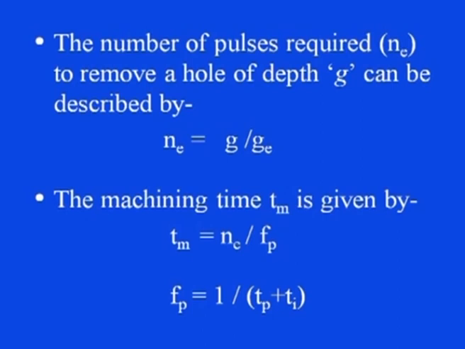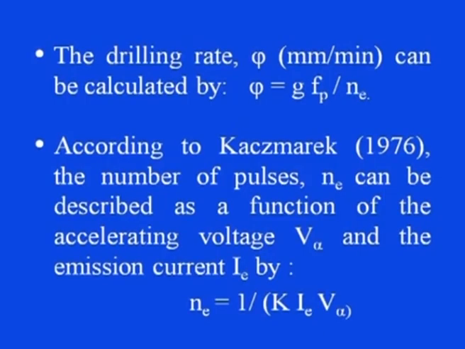The machining time Tm correspondingly is given by Tm equal to Ne by Fp, where Fp is nothing but 1 upon Tp plus Ti. Hence, the drilling rate phi in millimeter per minute can be calculated by phi equal to Z times Fp by Ne.